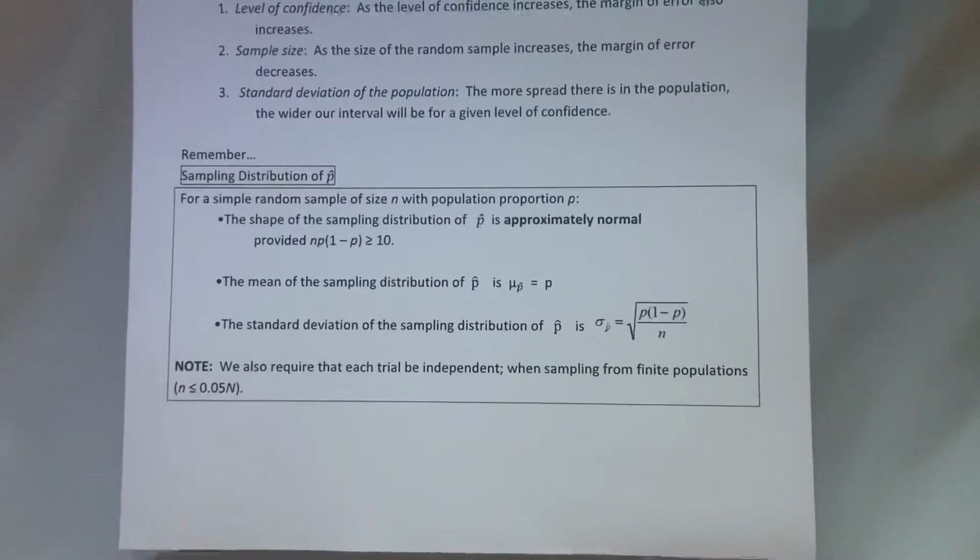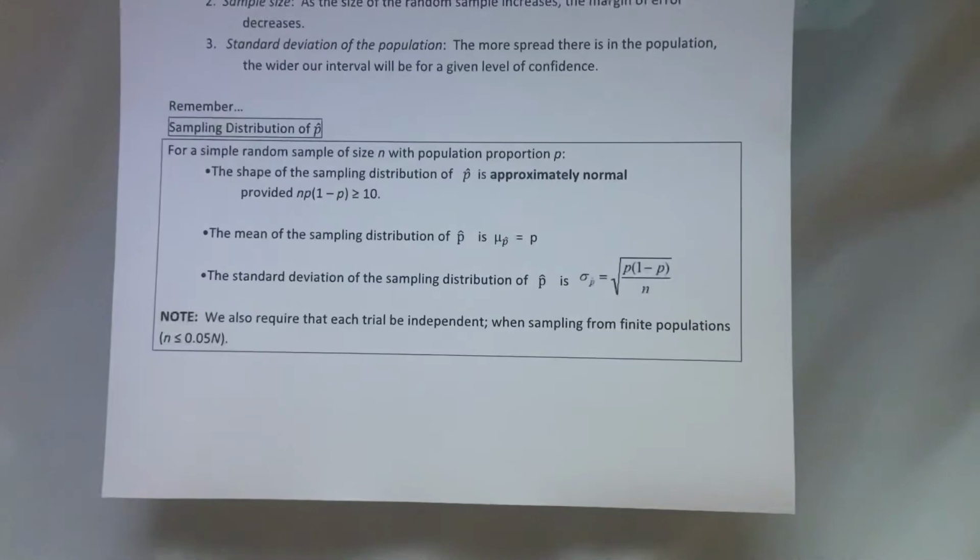So let's recall the sampling distribution of p hat. Remember that the shape of p hat is approximately normal, which allows us to use the z-table, as long as n times p times 1 minus p is greater than or equal to 10. The mean of the sampling distribution of p hat is just p. The standard deviation sigma is the square root of p times 1 minus p over n. And of course, every trial needs to be independent and sampling from finite populations. So this is stuff that we did in chapter 8, just extending on it.